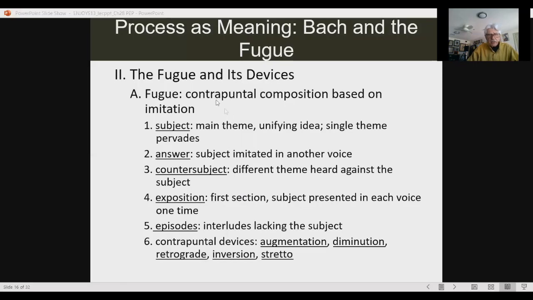And then there are sections of the fugue where the subject is not being presented at all, which is transitional material. We call that episodes. And then we're going to talk about the different contrapuntal devices that a composer would use in the standard way and to this day, right? Augmentation, diminution, retrograde, inversion, and stretto.